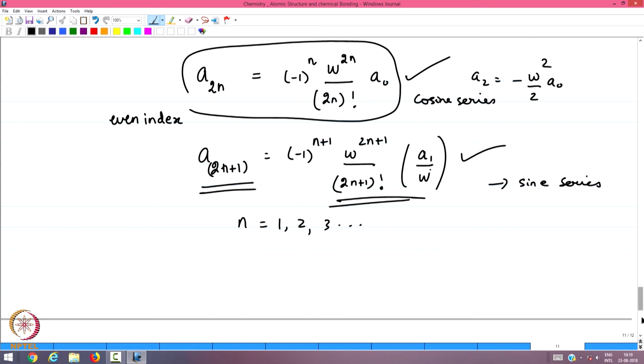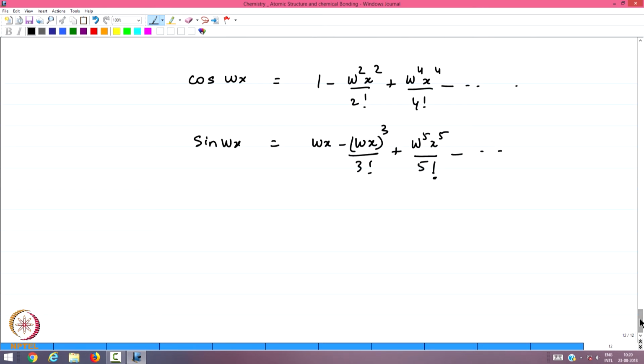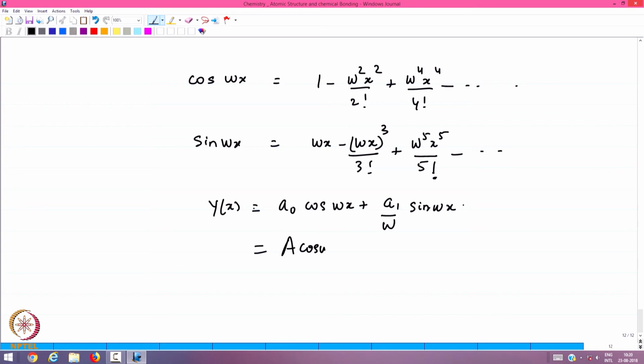So, now you can therefore write the final solution as the following, namely y of x is equal to a cos omega x plus, here a is our a naught, and then you have a1 by omega sine omega x, which is the same as what you had earlier written, a cos omega x plus b sine omega x.